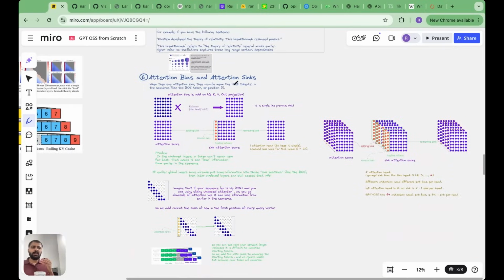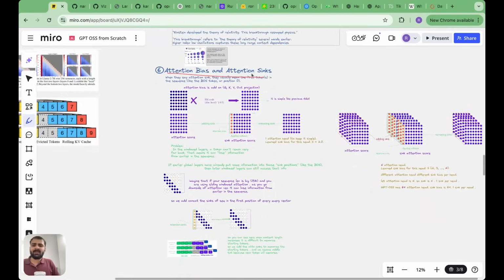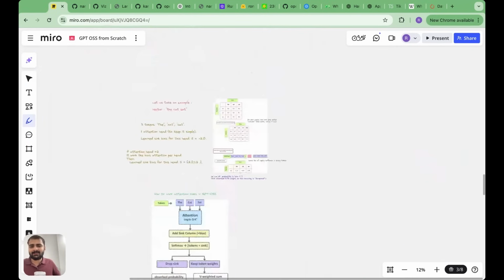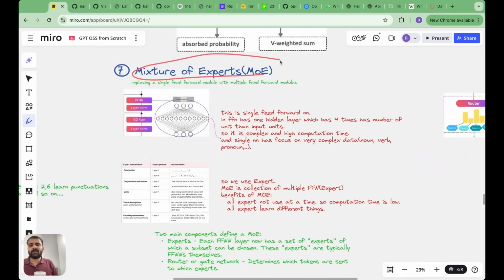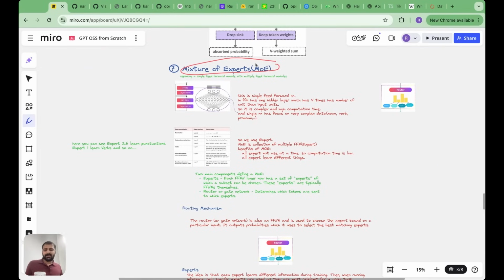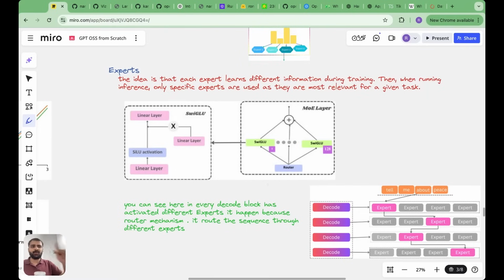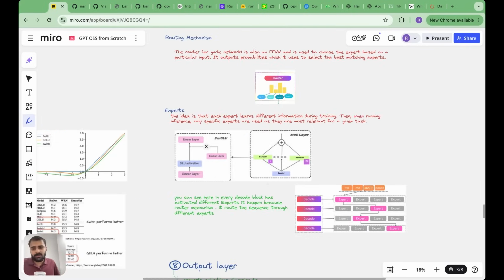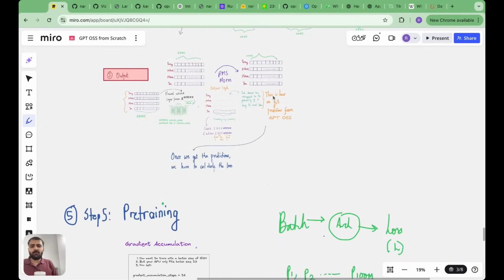Then one of the, I wouldn't say extremely important innovation, but a new thing compared to all the current models is attention bias and attention sinks, and the way GPT OSS actually implemented this. We are going to spend time on this. The seventh thing we are going to learn about is mixture of experts and how they constructed their mixture of experts model. What's the sparsity factor which they used, the activation functions which they used in the feed forward neural networks or their experts. And then we are going to understand the entire architecture workflow of GPT OSS.